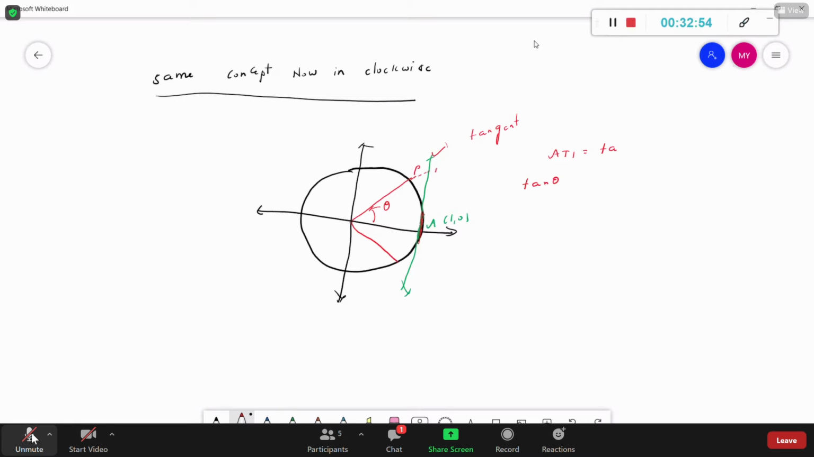Okay, this 81 length is called your tan theta. This is because this is part of the tangent, and this length is opposite theta. So that is tan theta. That's how we define tan theta.